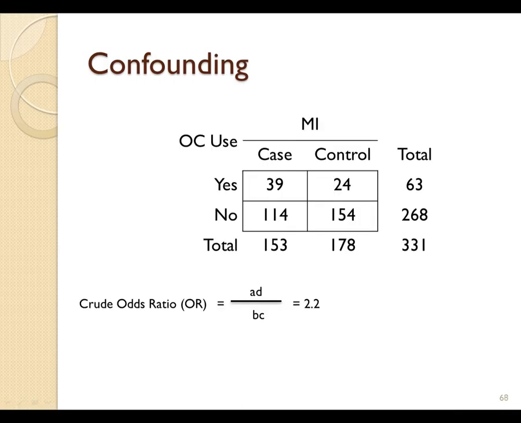Let's walk through another example using a case control study that examined the association between oral contraceptive use and risk of heart attack. In this example, we suspect that age is a confounder. First, we calculate our crude odds ratio. We find an odds ratio of 2.2, indicating that people with an MI are 2.2 times more likely to have used oral contraceptives compared to those without an MI.